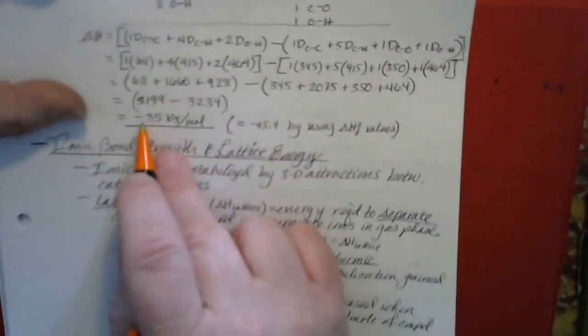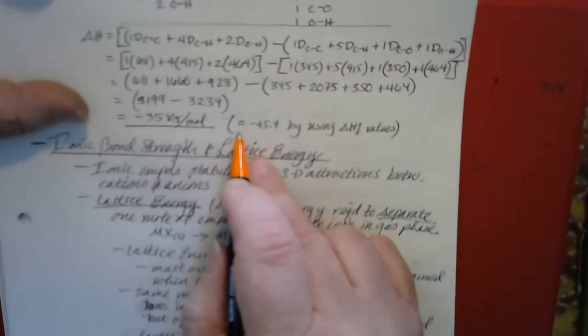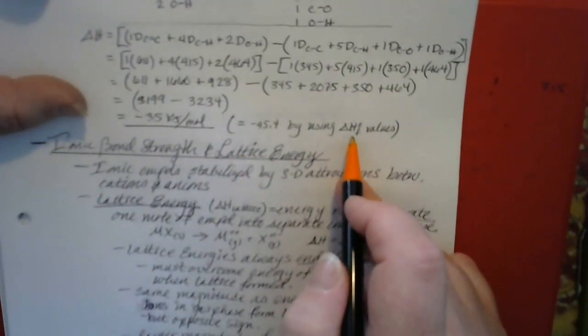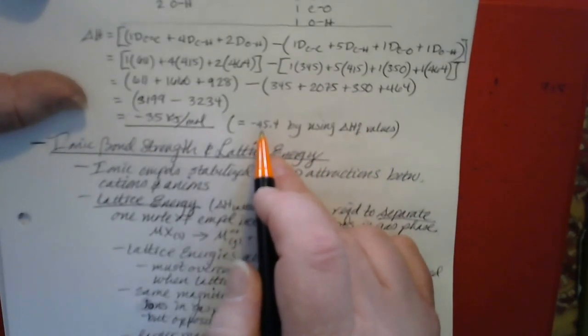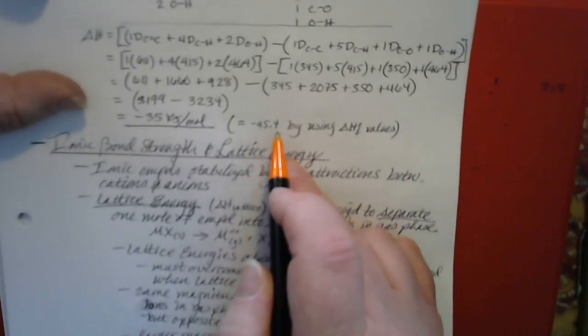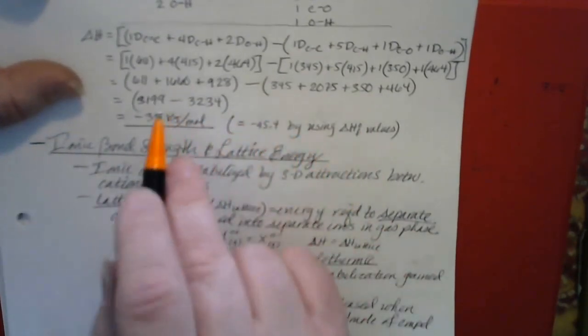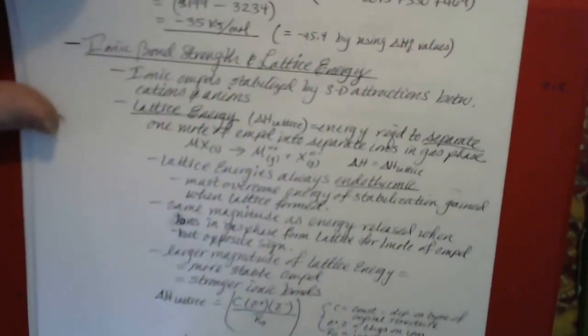Anyway, that works out to negative 35 kilojoules per mole. If you do that using enthalpies of formation, you get negative 45.4. So, again, not too far off, but using bond dissociation energies, it's really an approximation more than anything else.